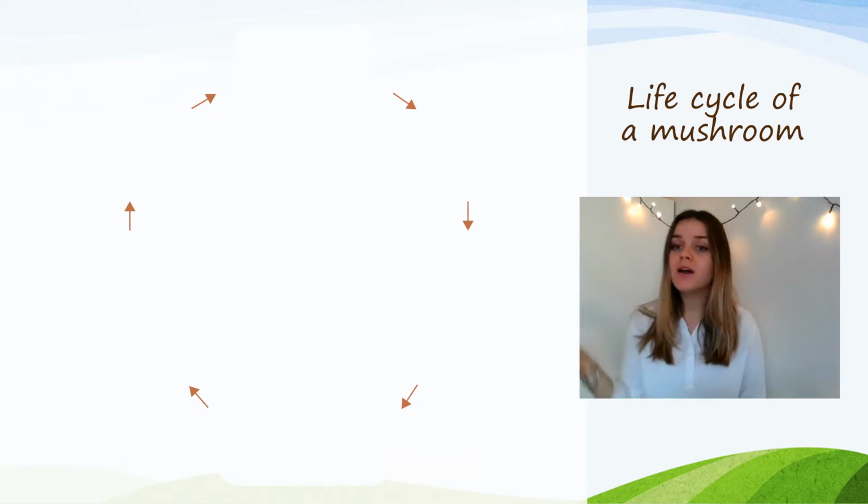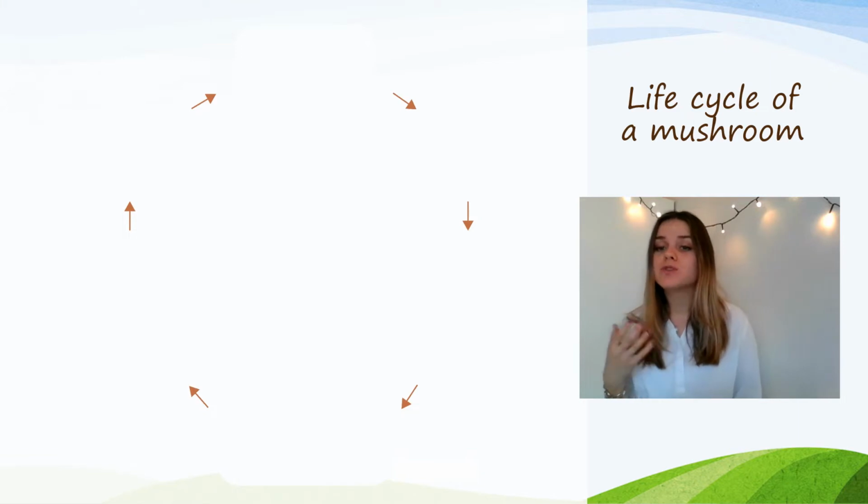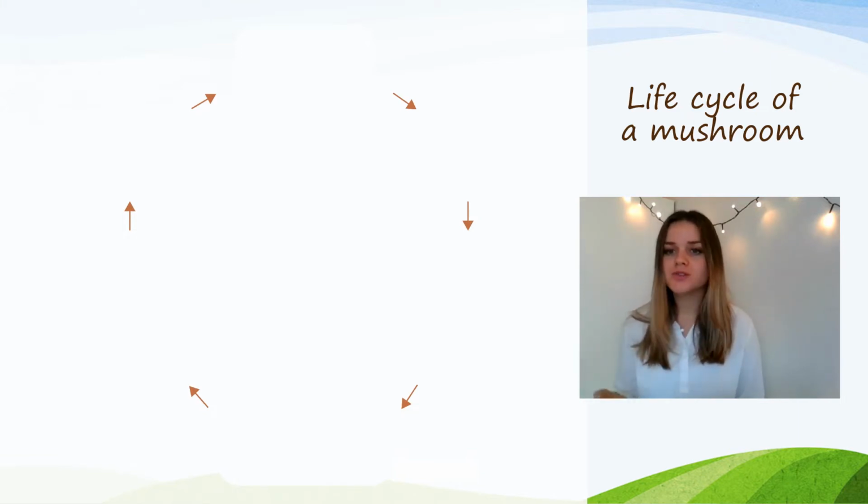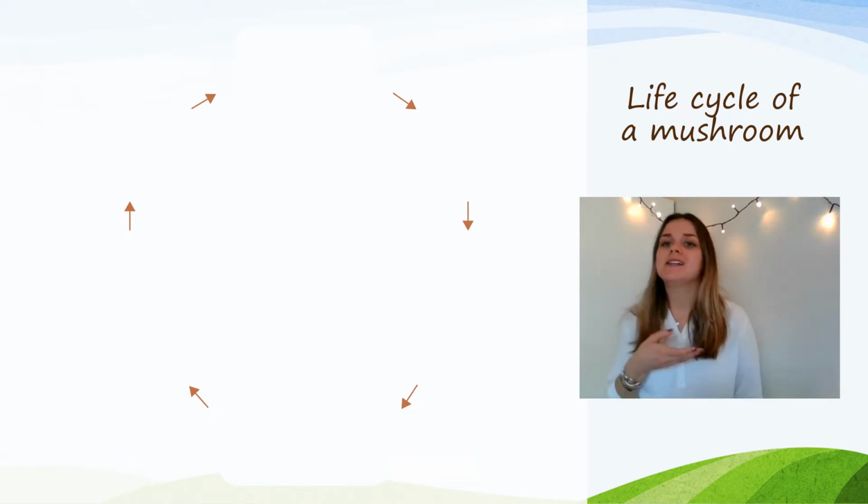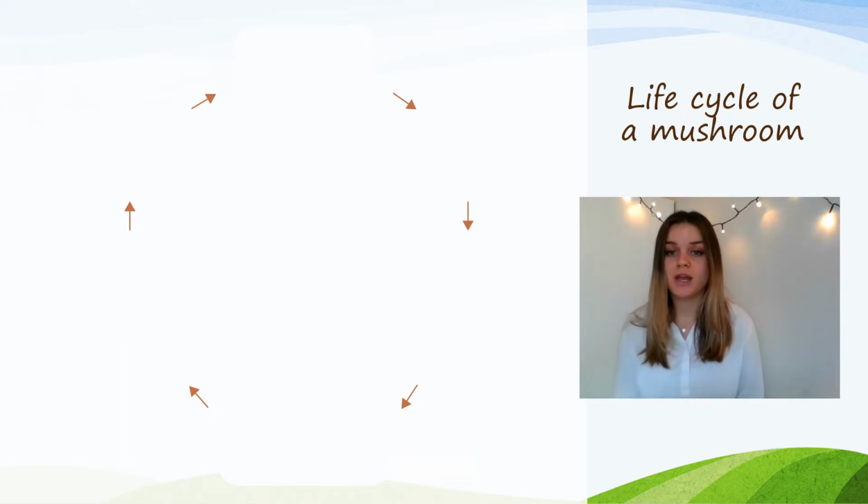If you remember from a few videos back, we were talking about how fungi is its own kingdom, how mushrooms are a big part of that kingdom, and how it's a little bit different from both plants and animals. So because of this, we're going to talk a little bit about what a life cycle of a mushroom looks like. Okay, so first of all, we start with our fully matured mushroom.